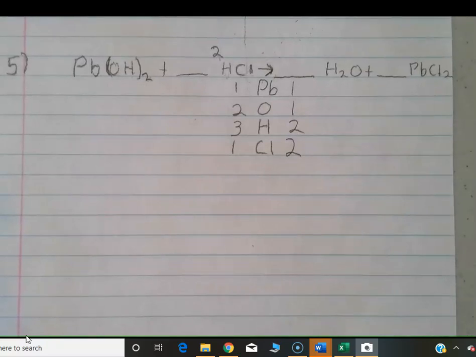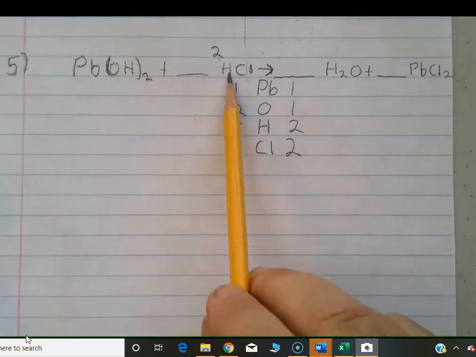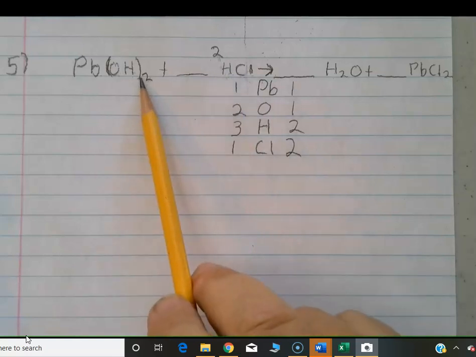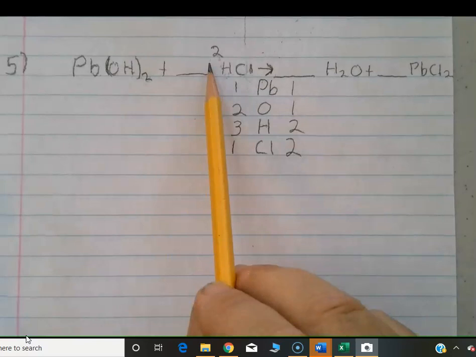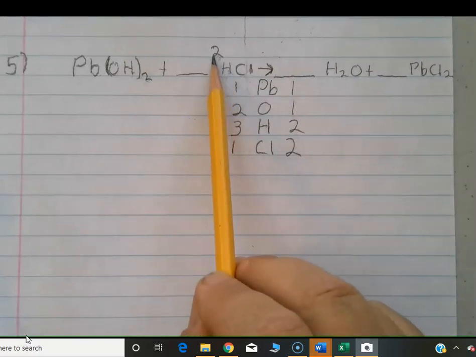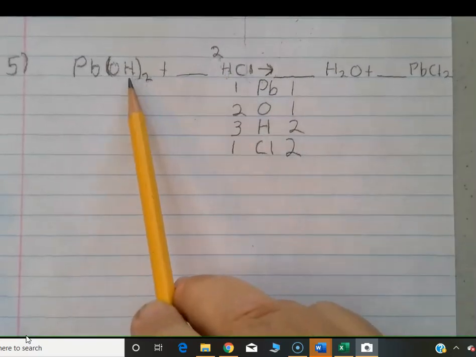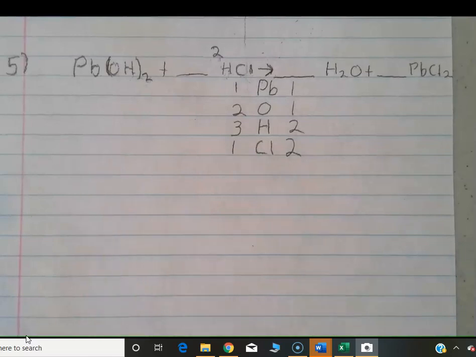So lead, hydrogen, and chlorine are in balance. The only thing left is hydrogen, which is not yet in balance because we have 2 over here. I have 2 hydrogens here and 2 hydrogens here. That makes 2 hydrogens, and this also makes 2 hydrogens. That's a total of 4.